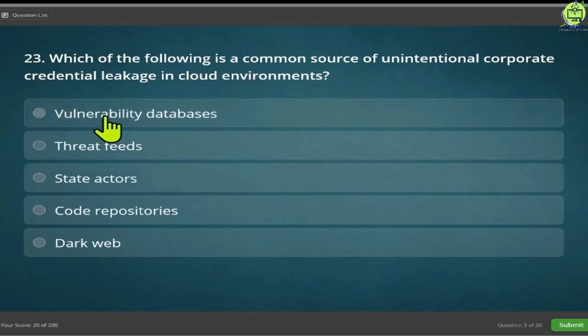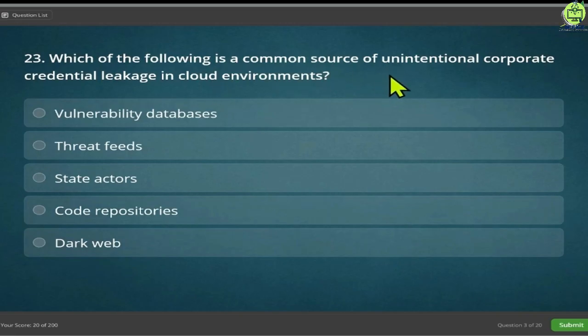Which of the following is a common source of unintentional corporate credential leakage in a cloud environment? Okay, so this is pretty much easy. If you don't understand it, read through it again. Vulnerability database, threat feeds, state factors, code repository, dark web. So which one do you think is the right answer?